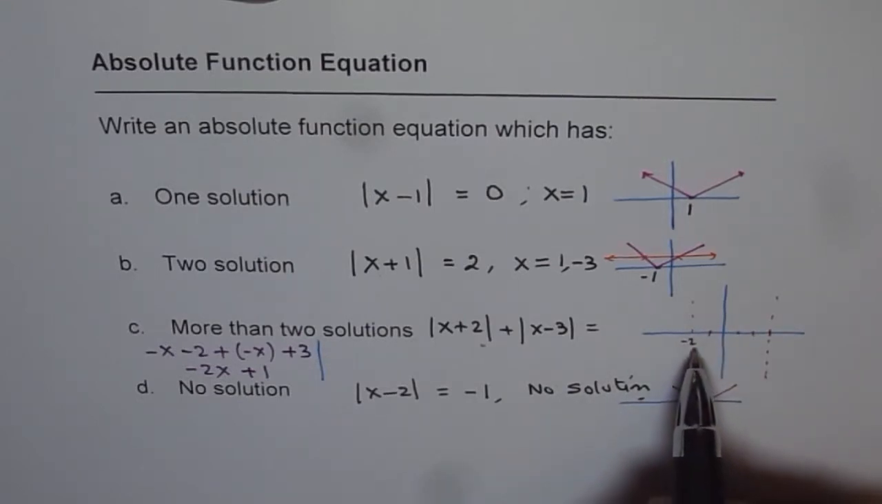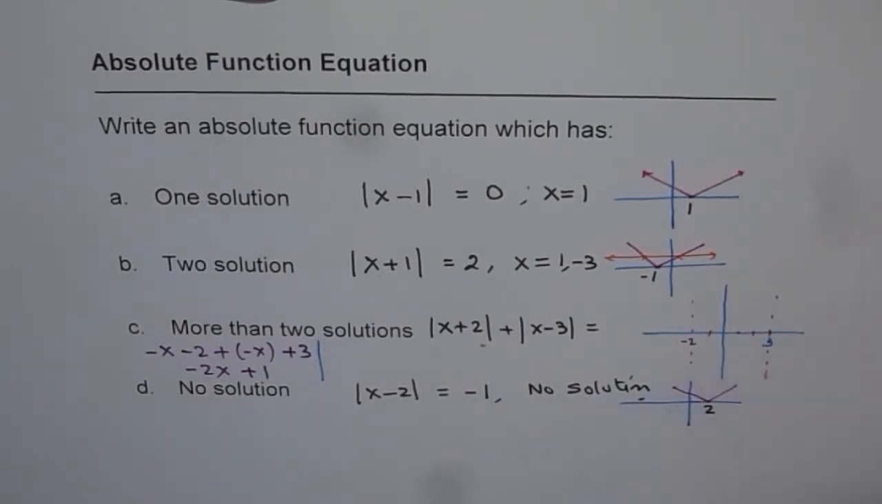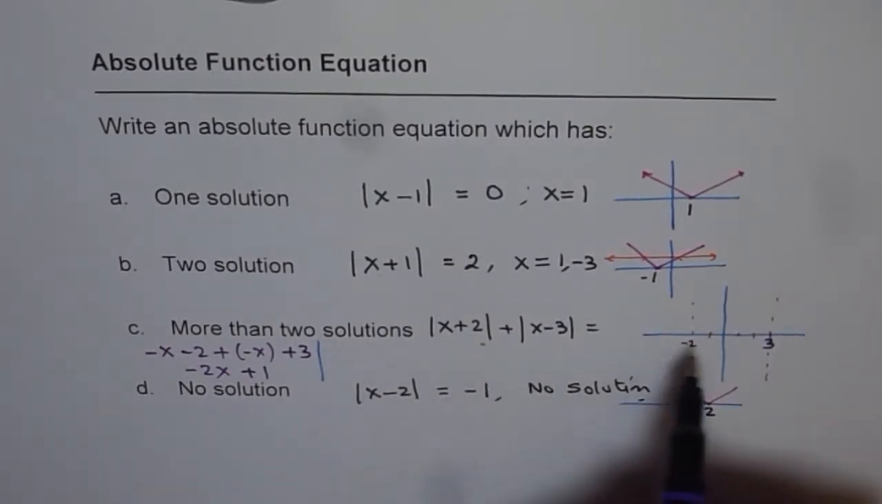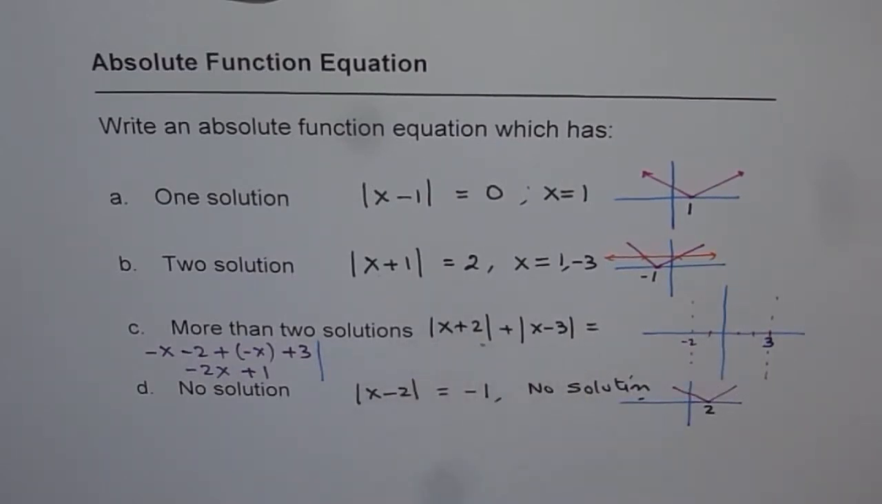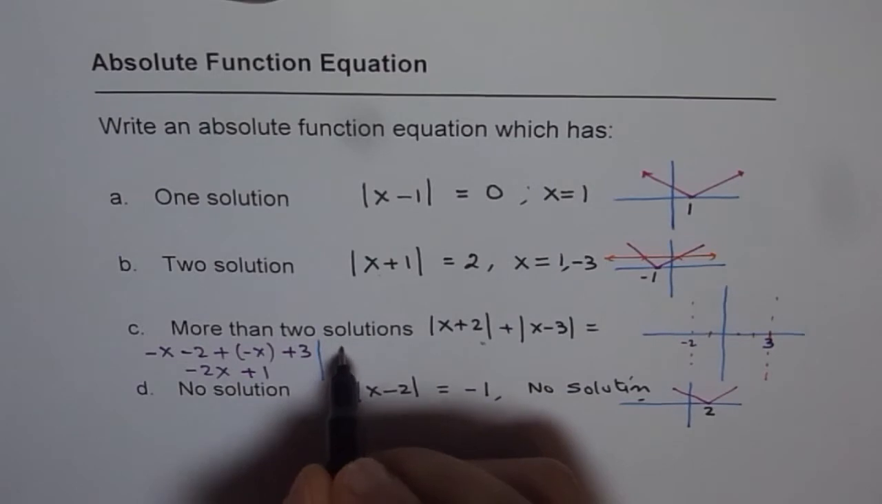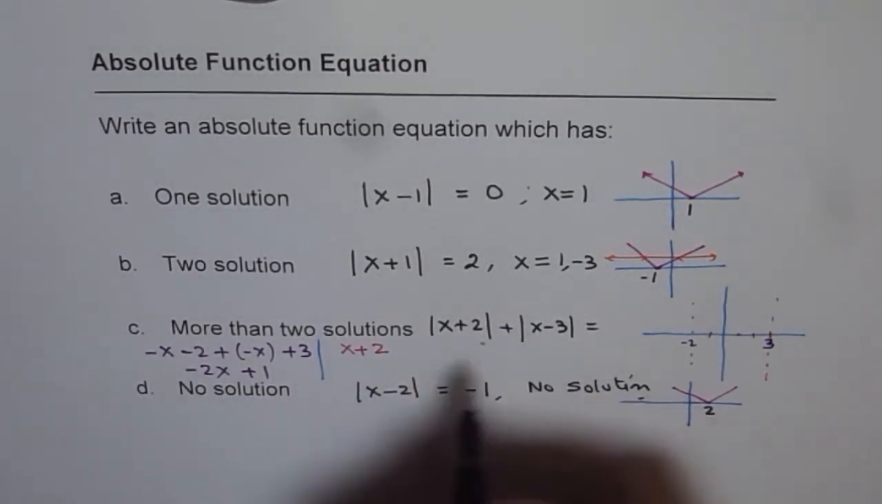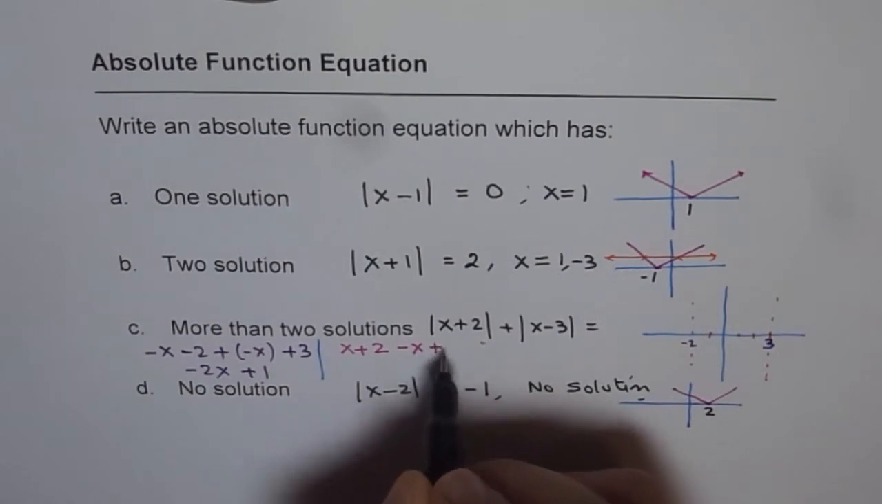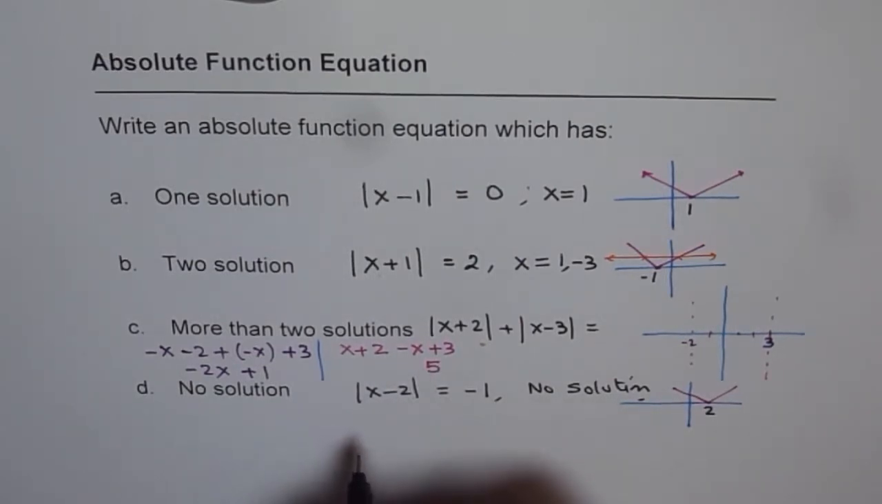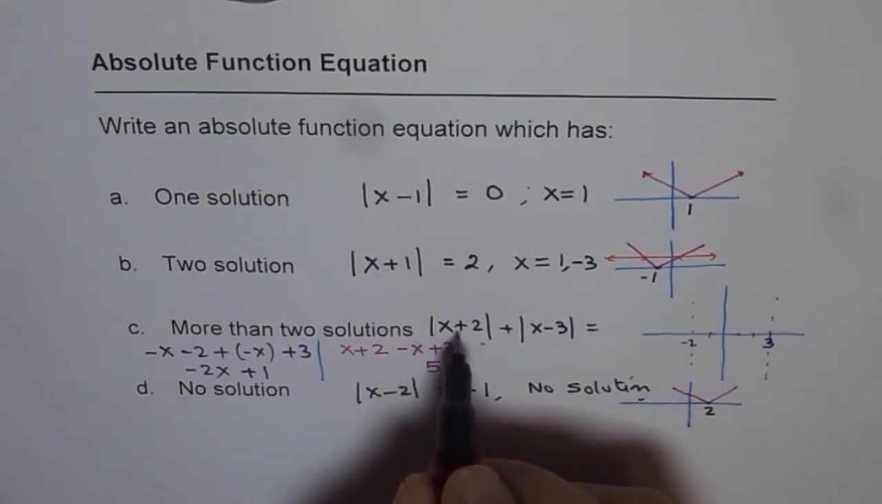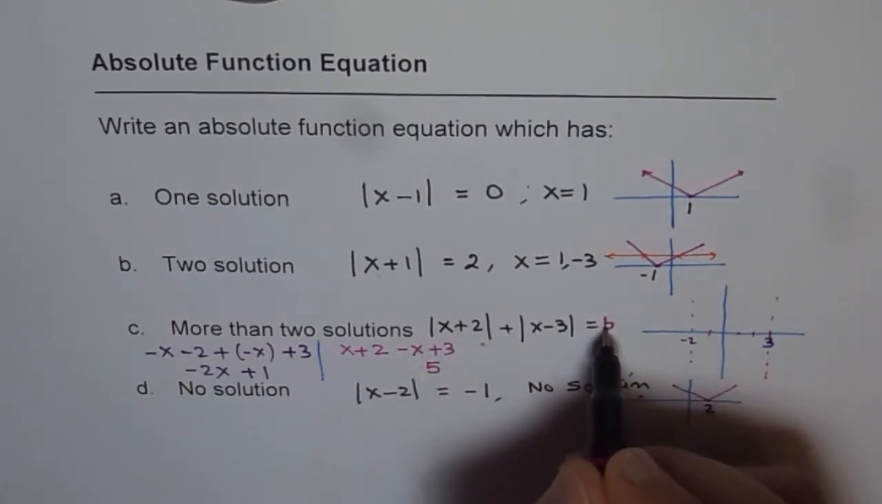Now, if we consider the domain between negative 2 and plus 3, in that case, x plus 2 will be positive since it is on the right side of minus 2, but this will be negative, right? So let me use a different ink this time and solve. So we'll use x plus 2 as such. The equation will become x plus 2, and negative of this means minus x and plus 3. That gives us x, and minus x is 0. That gives us 5. So what we can do is, we can write this equation as x plus 2 plus x minus 3 equals 5.